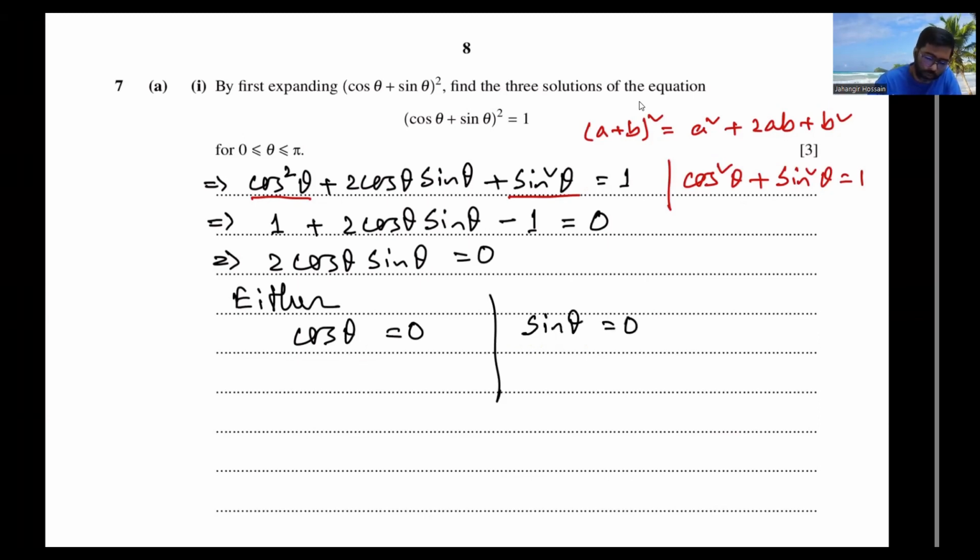Now cos theta equal to 0, when does it occur? Remember the graph. We can solve the equation cos theta equal to 0 using the graph of cos theta or using the basic equation. Both. If you consider the graph of y equal to cos theta, you see cos theta crosses the x-axis at pi by 2, 3 pi by 2. Since we have the limit of theta between 0 and pi, there is only one value.